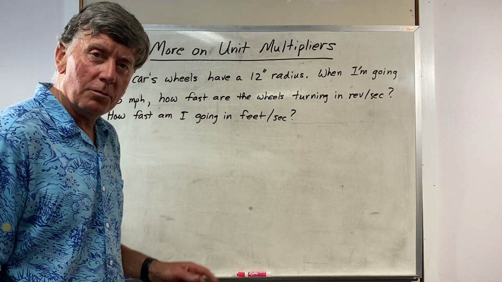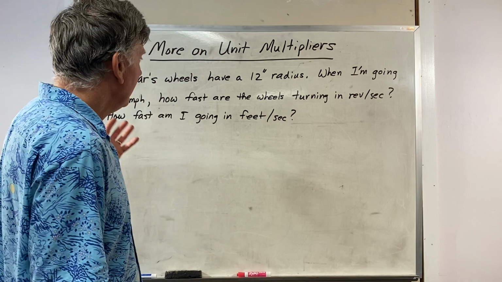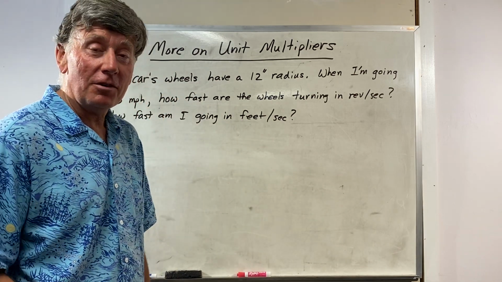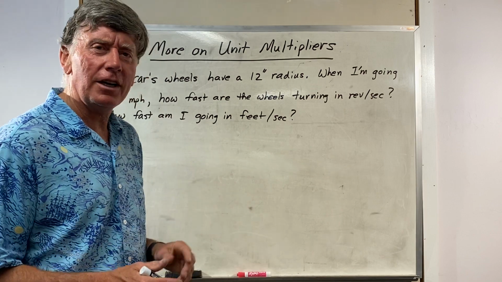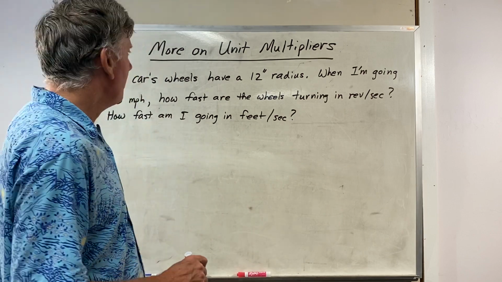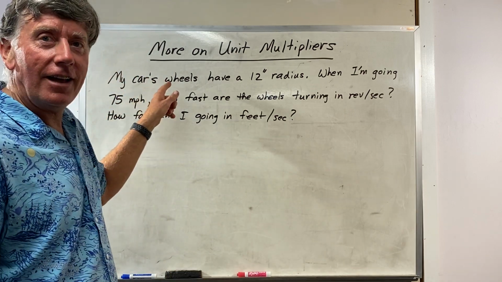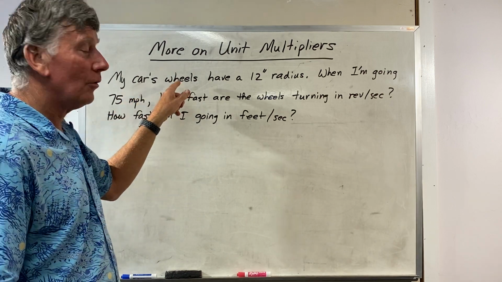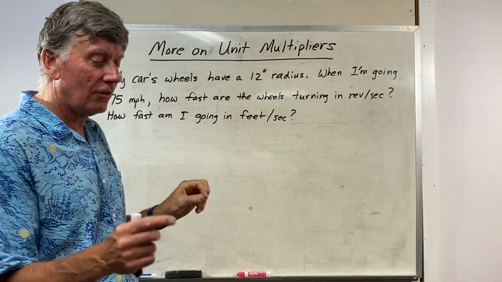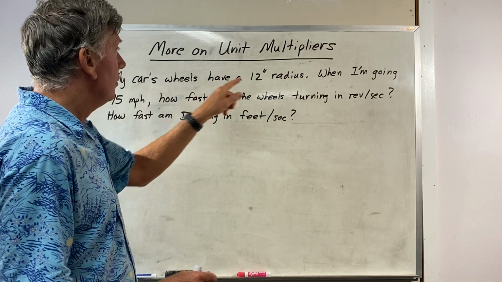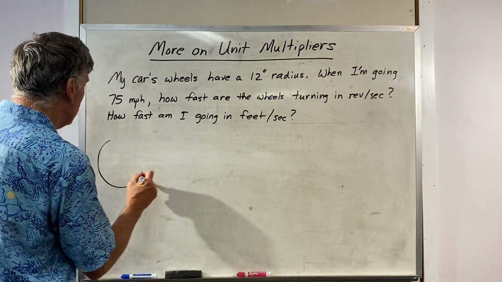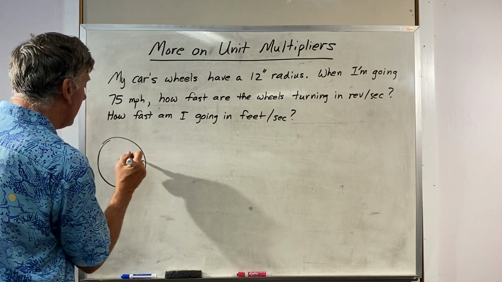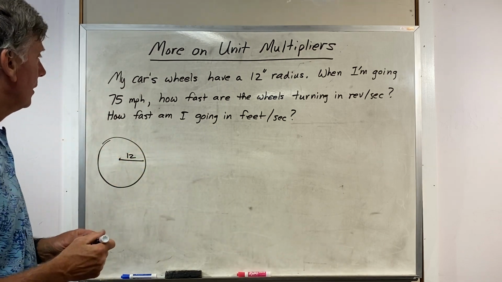I want to play with unit multipliers a little bit more to give you a better feel of what I'm talking about. I feel like my first video was kind of short and I was in a hurry. Let's take a little bit more time. I've got a Hyundai Elantra and I just measured it, and the wheels really are 12 inches in radius, from center to the outside of the rubber. So I've got a wheel that's got a 12-inch radius.